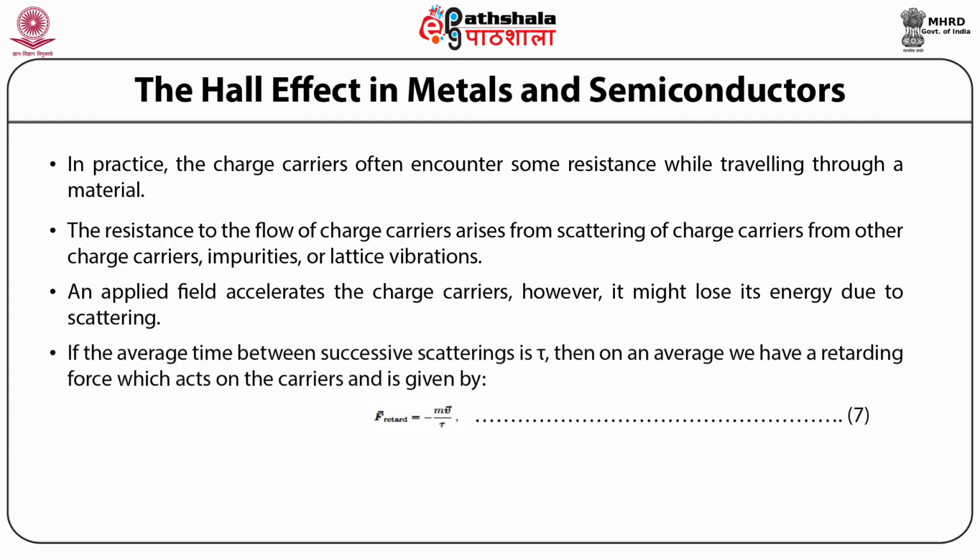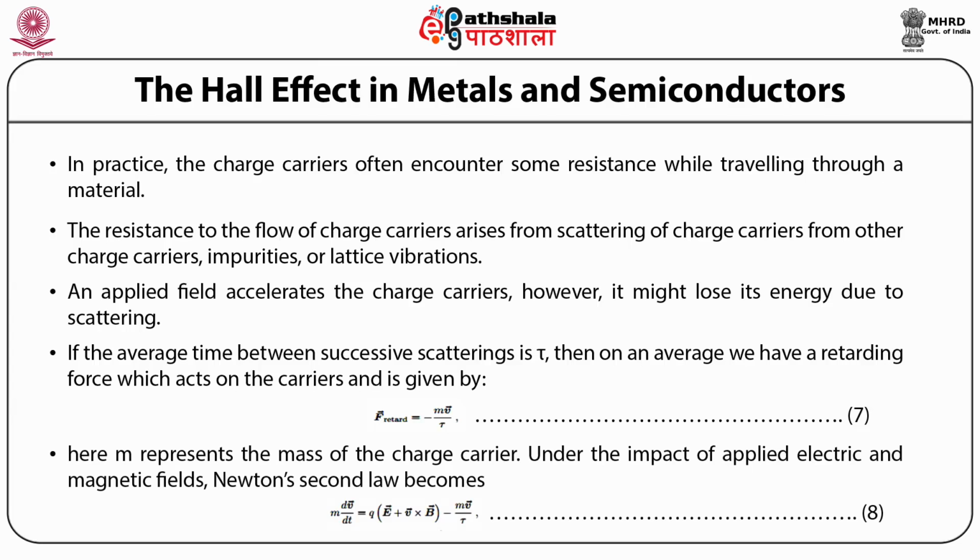If the average time between successive scatterings is tau, then on average we have a retarding force which acts on the carriers and is given by F retard equals minus mv divided by tau. This is represented as equation 7. Here, m represents the mass of the charge carrier.